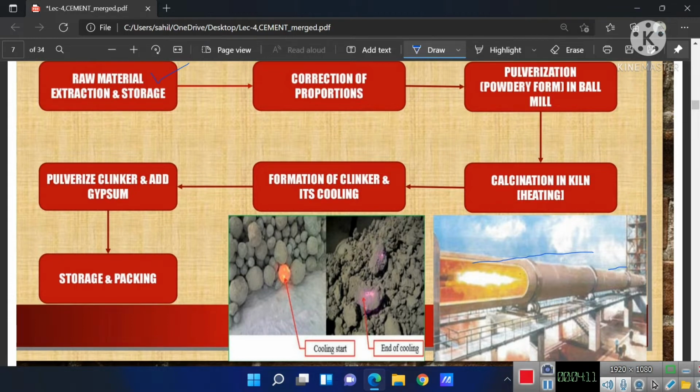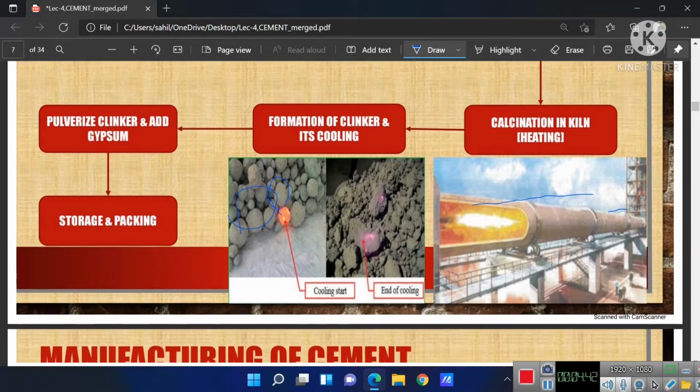Now in this process, balls of the mixture of cement form, that is known as clinker, and this is formed due to the rotary motion of the rotary kiln, and this motion is similar to the process of kneading. Now when the clinkers are formed, they are cooled, and after that the pulverized clinker and gypsum are added together, and then they are stored and packed.